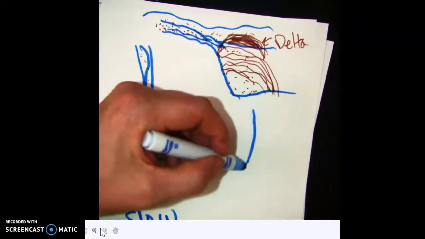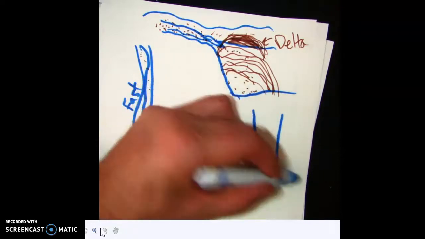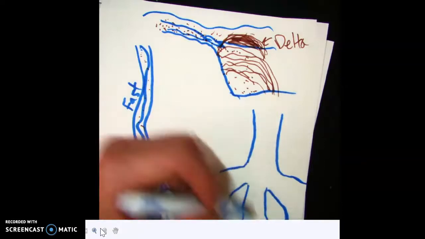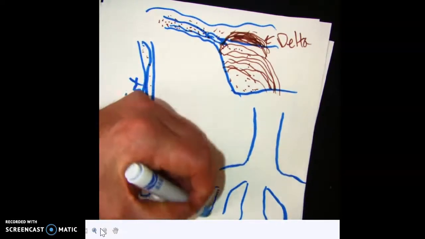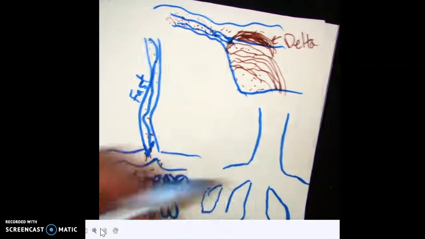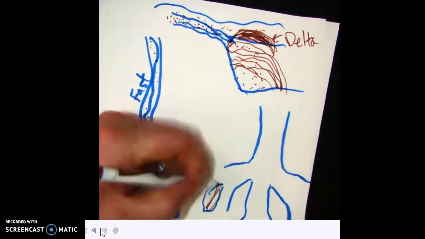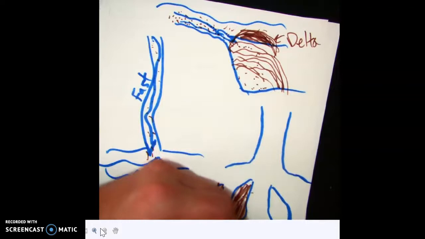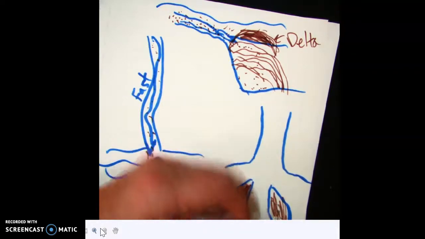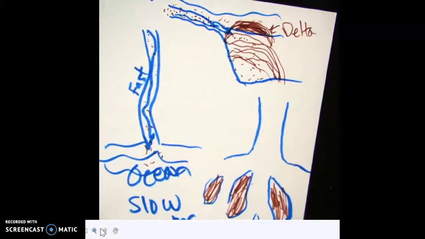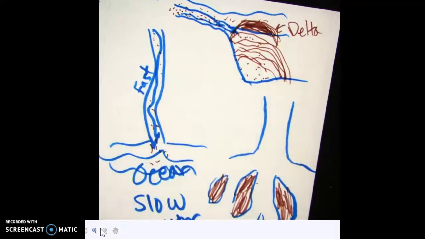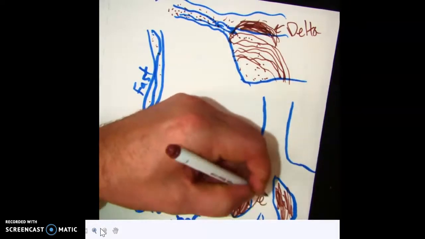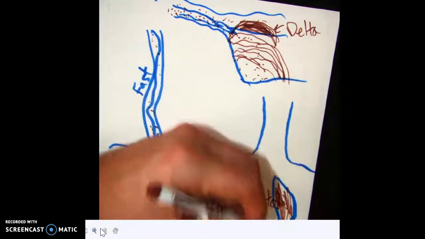So the other aerial photo comes down here. We still have our ocean shores. But now we have islands starting to form that are made of all of that sediment that came down the river. And this continues to slow it down even more. Okay. So this is the delta islands.